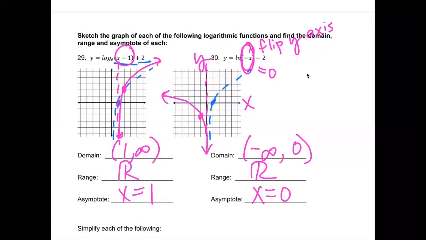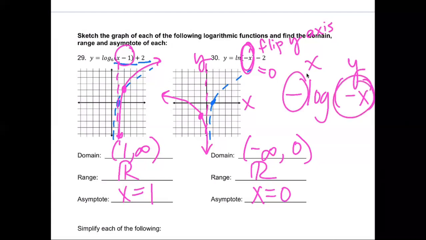So just remember to keep straight which one flips the y and which one flips the x. If it's on the outside, that's going to be the x-axis. If it's on the inside, that's the y-axis.